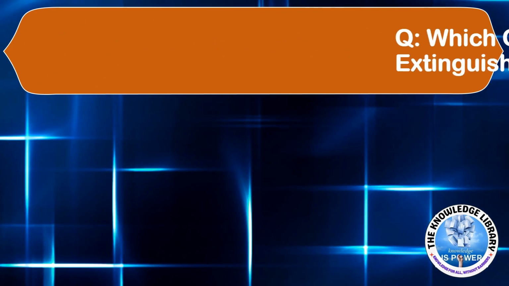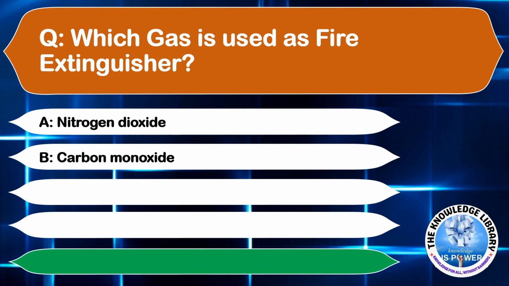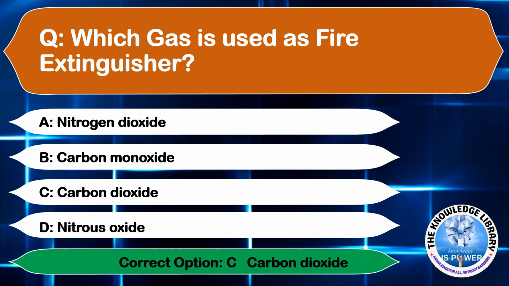The next question is, which gas is used as fire extinguisher? A. Nitrogen dioxide. B. Carbon monoxide. C. Carbon dioxide. D. Nitrous oxide. The correct answer is option C, carbon dioxide.